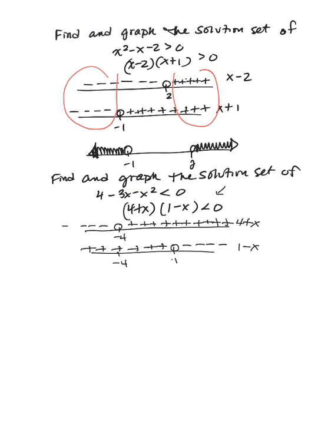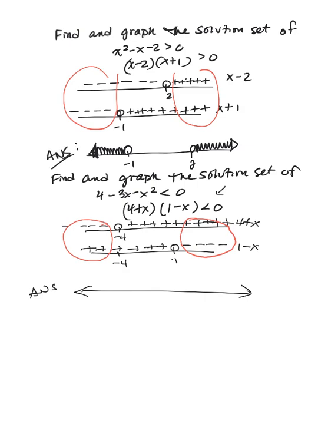So you can see that this would be negative where these are both negative, right? I mean, where these have opposite signs, silly me. So that would be there and here. So your actual answer would be x is less than negative 4 or x is greater than 1.